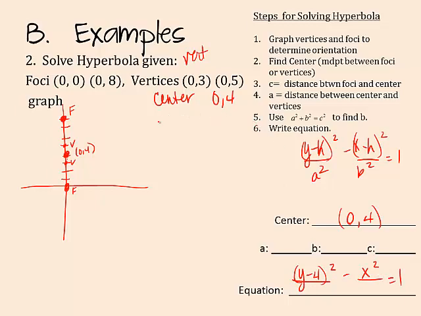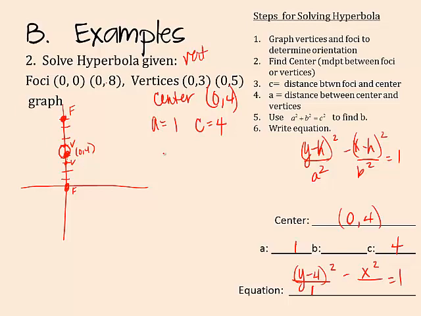For a squared, remember, a is the distance between the center and the vertices. So what is this distance right here? Just 1. 1 squared is 1, so that's going to go down here. c is the distance between the center and the foci. So if this is my center, look at your points. What's the difference here? The y value is changing by 4. So c is 4.